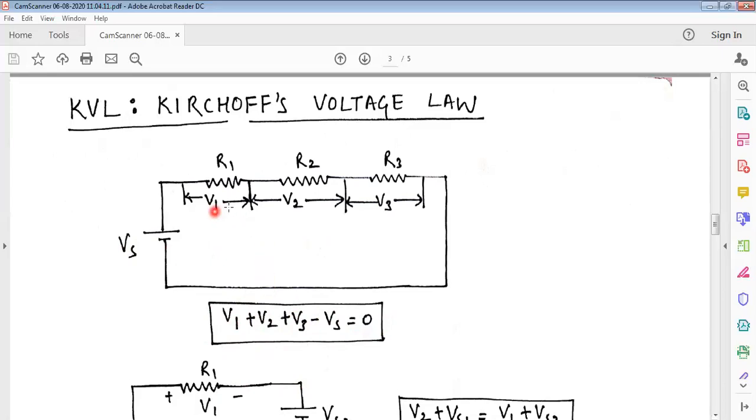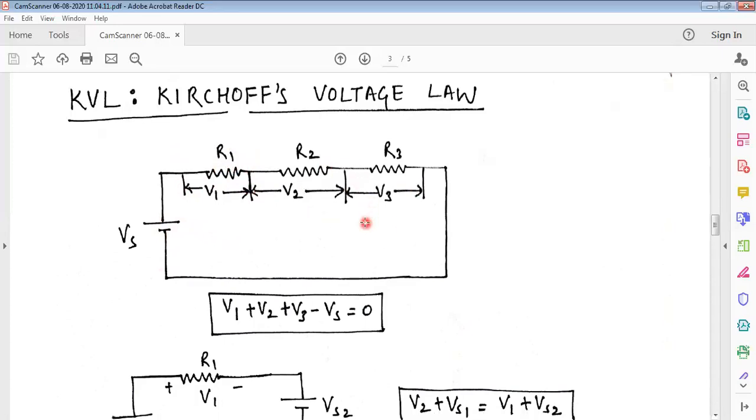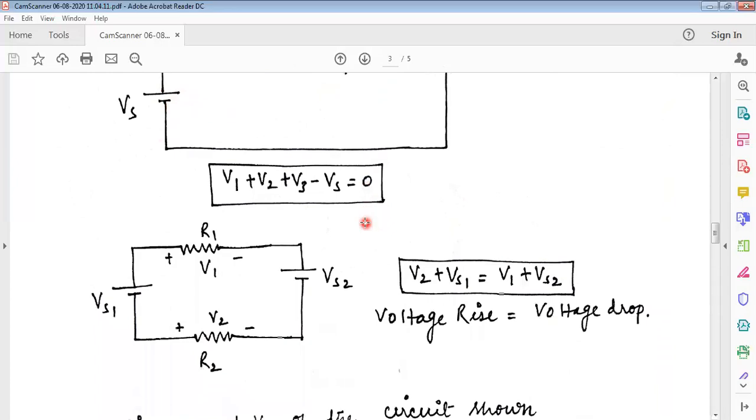Now, how can you find a voltage drop or voltage rise? See here, from low to high, from minus to plus. If you are moving from low to high, there is a voltage rise. Now here, from plus to minus, means you are moving from high to low. So this is a voltage drop. So this is the voltage rise, and these are the voltage drops across the resistors. So this was your Kirchhoff's voltage law.